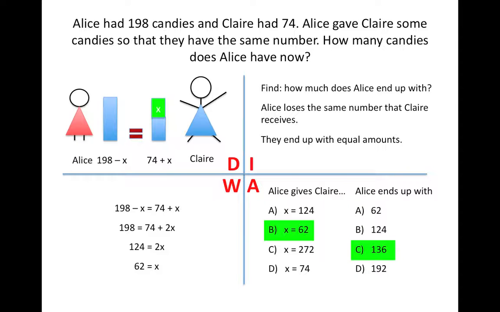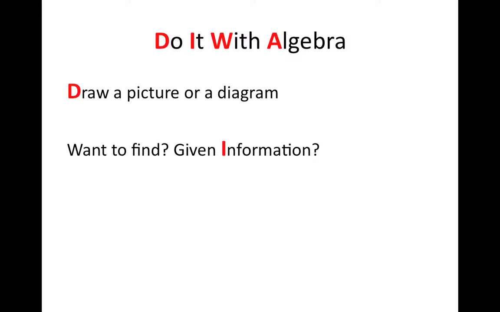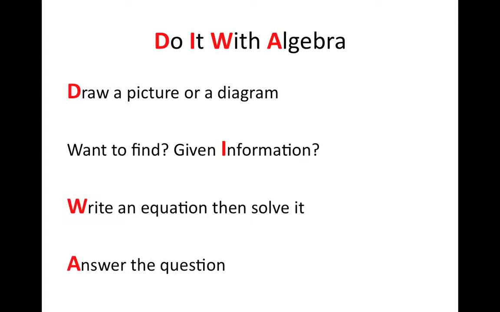She started with 198 and gave away 62. That means she ended up with 136. You've learned a process you can use to tackle any word problem. Do it with algebra. First, draw a picture or a diagram, then write down the given information and what you want to find. Next, write an equation and solve it. And finally, make sure you answered the question.